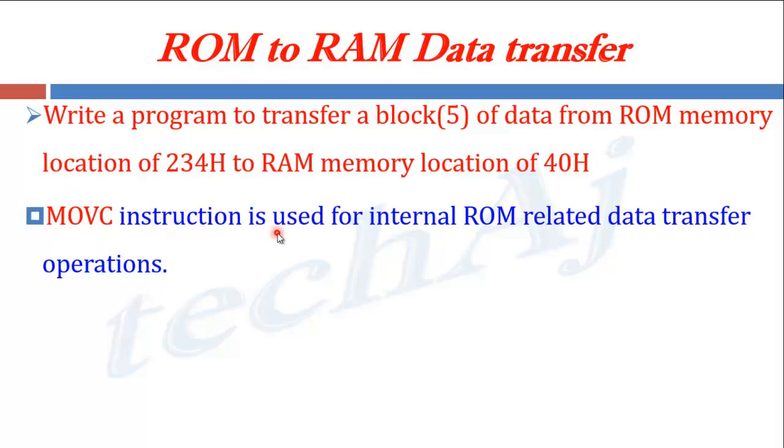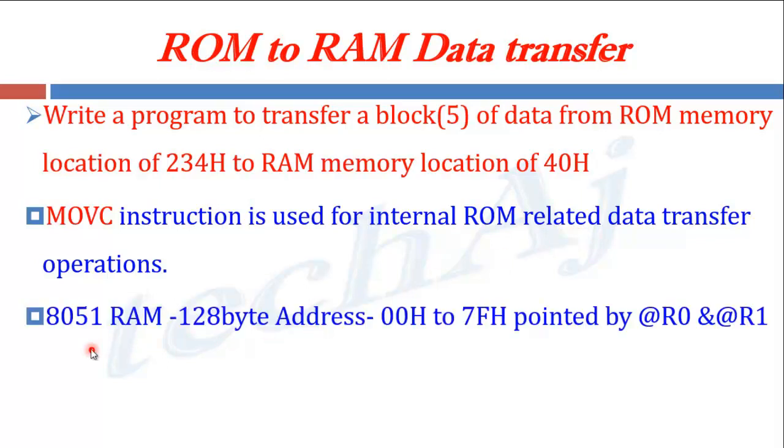MOVC is an instruction which is used for internal ROM-related data transfer operations. 8051 has a RAM memory of 128 bytes. It can be addressed by using the 8-bit address starting from 00H to the 7FH. As this is 8-bit address, it can be pointed by 8-bit address pointer, that is @R0 and @R1.